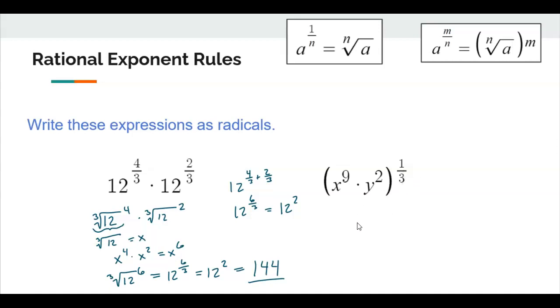Well, we can take this 1/3 and turn it into a cube root of x to the 9th y squared. But we also know that we can divide out this x to the 9th like this. x to the 9th is just x to the 3rd times x to the 3rd times x to the 3rd, right? Because 3 plus 3 plus 3 is 9. And our y squared stays where it is. So we basically factored out x to the 3rds.